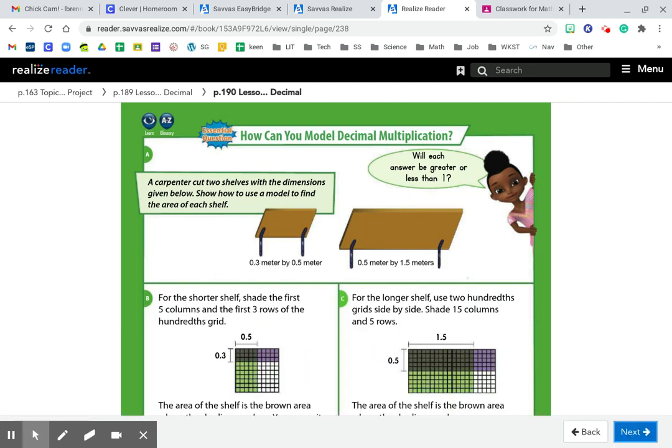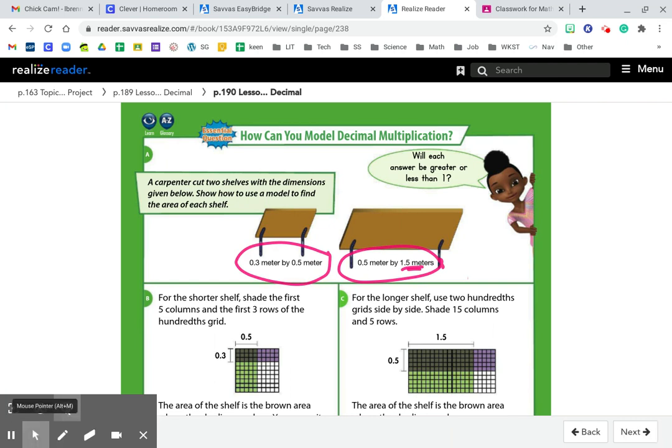How can you model? So this is what we're doing. We're modeling multiplication of decimals. A carpenter cuts 2 square shelves with the dimensions given below. Show how to use a model to find the area of each shelf. So again, we can see we're working with numbers that are less than a whole. And on this side, we're working with a number that's greater than a whole. So we're going to need more than one grid. So let's see how we do this.